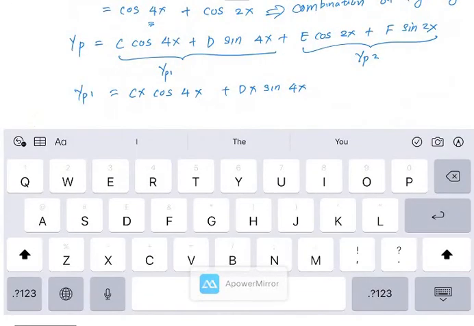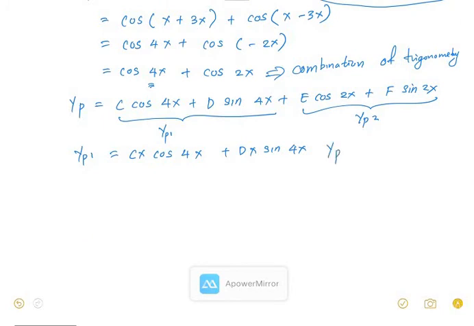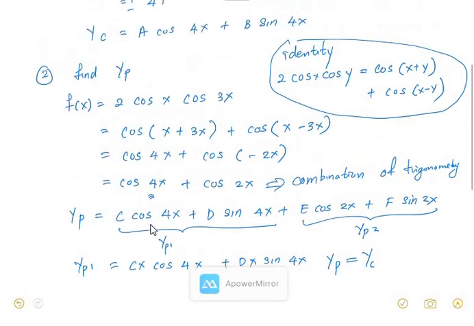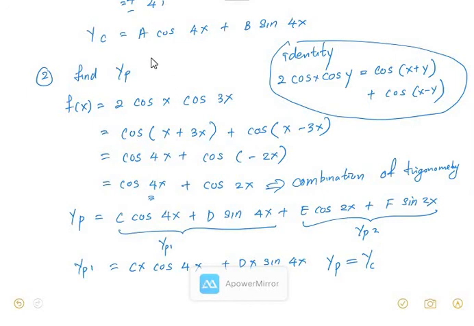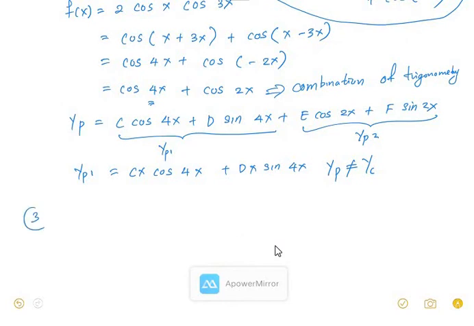And then we check again whether this YP is the same as the YC. Cx cos 4x, now this is A cos 4x, B sin 4x, so it's not the same. Okay, so we say that it is not the same. So the third step is to find YP1 prime and YP1 double prime.